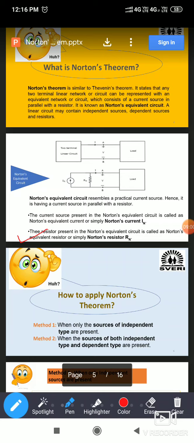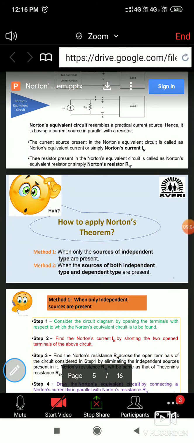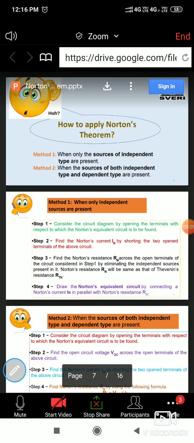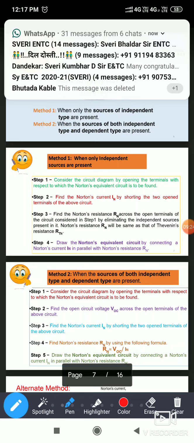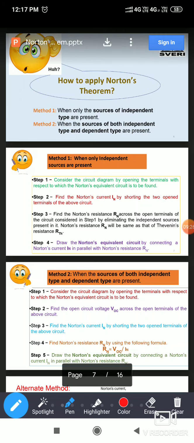Okay. Now next one. How to apply the Norton's theorem. Okay. So here, if you carefully observe, here also two methods are there, based on the type of sources present in the network. If in the network all sources are independent sources only.